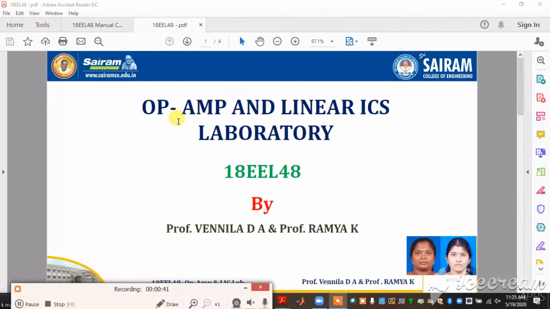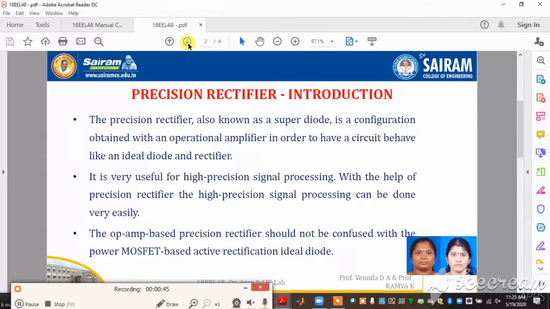The first experiment in operational amplifier and linear ICs is precision rectifier design and its performance testing. First we should understand what is meant by a precision rectifier. The precision rectifier is also known as superdiode. Normally a rectifier is the one where we convert your AC supply to DC supply. Ordinarily to design a rectifier circuit we use a diode. The precision rectifier is more accurate than the ordinary rectifier circuit, and it is also known as a superdiode.